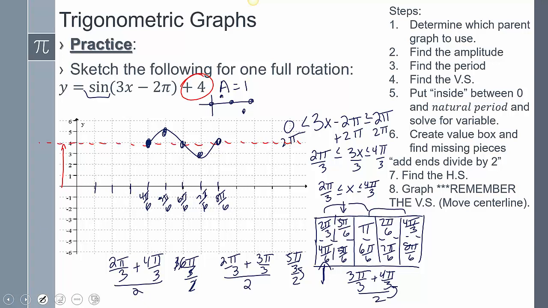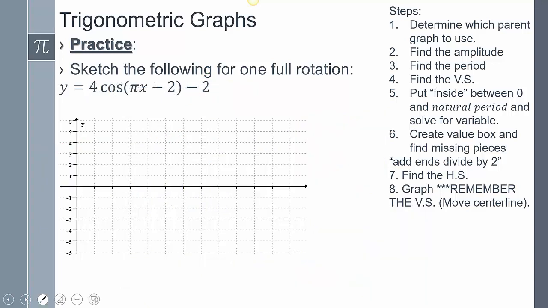So literally, I did the entire thing. Nothing has really actually changed in the process for me to graph this sine graph. The only thing that we added new, I just shifted everything up 4 because that said plus 4. I didn't do it around the x-axis because that's no longer my center line. That plus 4 says your center line is now at 4. And so I did everything around that line.